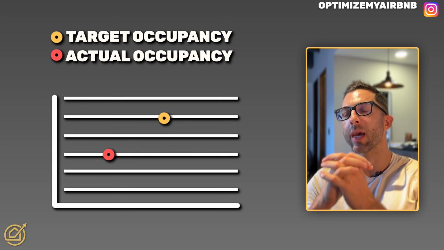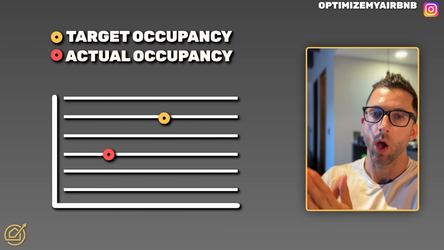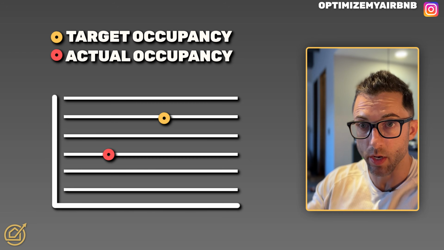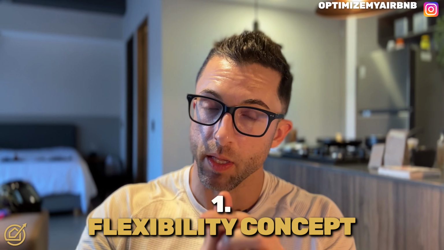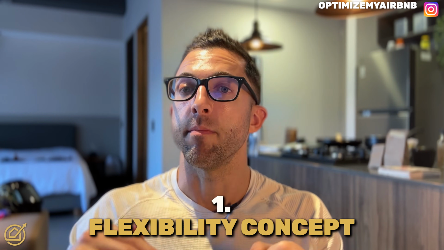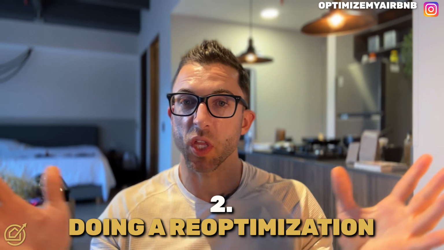So in this video, what we talked about was when you get yourself into a situation where your occupancy is lower than where you want it to be, you have two strategies besides lowering the price, because normally we would lower the price in that case, right? Before we do that, let's do these two things. Flexibility concept, making your listing more flexible with maybe changing the cancellation policy to flexible. This is temporary. These are in times of low demand, or doing a re-optimization. You can do both at the same time as well, to be honest. That's two PowerPoints in a row.